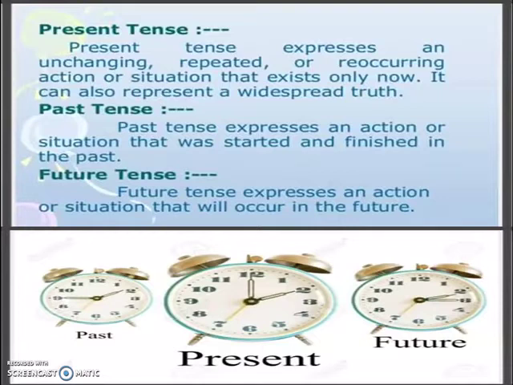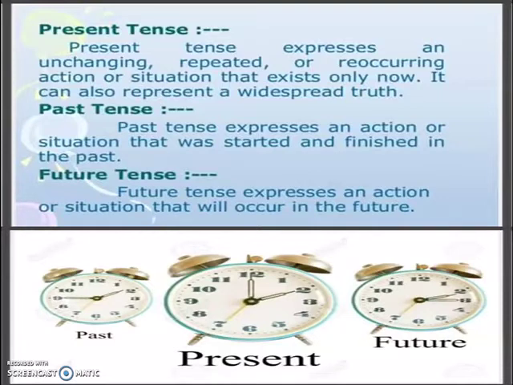Past tense. Past tense expresses an action or situation that was started and finished in the past. For example, I went to the village last week. This action happened in the past and finished in the past.